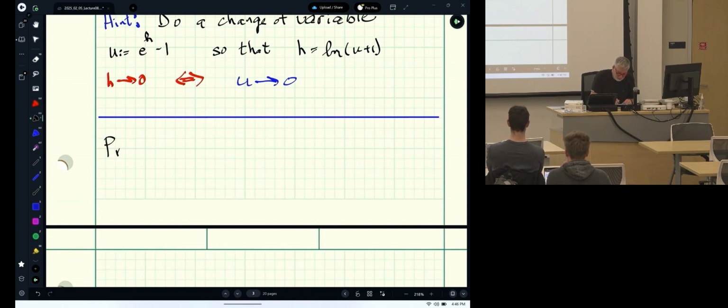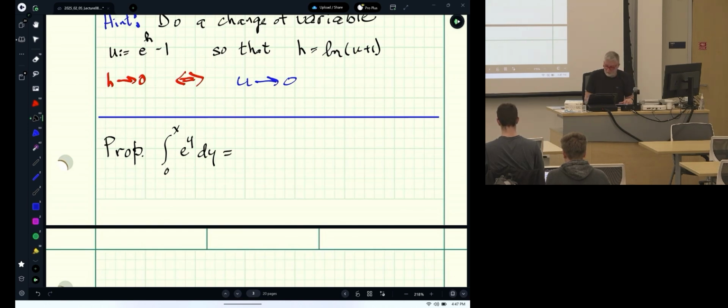Okay, so far in this class, we know how to do indefinite and definite integrals for monomials. I want to add one more class of functions to our skill set. And that would be that the integral from 0 to x of e to the y dy is equal to e to the x minus 1 for x greater than 0.